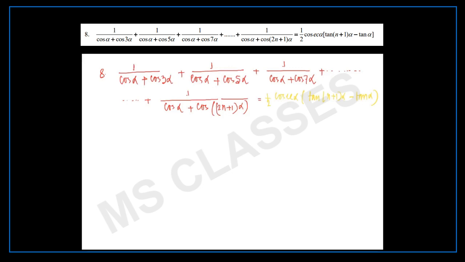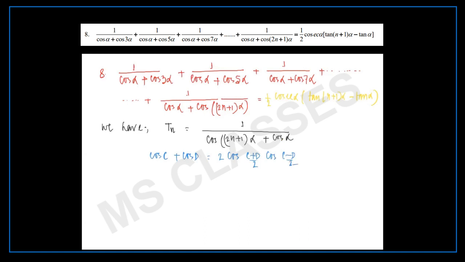So we start. We have Tn, the nth term we are talking about, that is 1 by cos (2n plus 1) alpha plus cos alpha. Now this is the cos C plus cos D formula. What is the formula? Cos C plus cos D is 2 cos (C plus D) by 2 into cos (C minus D) by 2. This is the formula we need to apply.